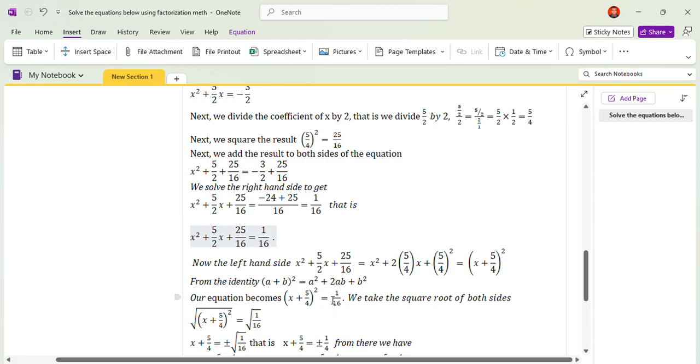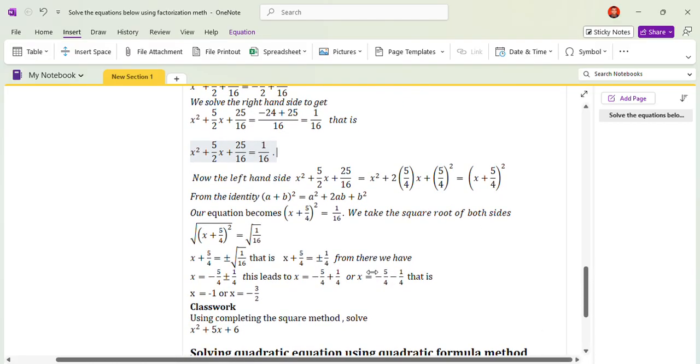And if you look at 1 over 16, it is also a perfect square. 1 is a perfect square, and 16 also is a perfect square. We take the square root of both sides. That means the square root of x plus 5 over 4 squared equals the square root of 1 over 16. So this will give us x plus 5 over 4 equals plus or minus the square root of 1 over 16. That is, x plus 5 over 4 equals plus or minus 1 over 4, since the square root of 1 is 1 and the square root of 16 is 4.